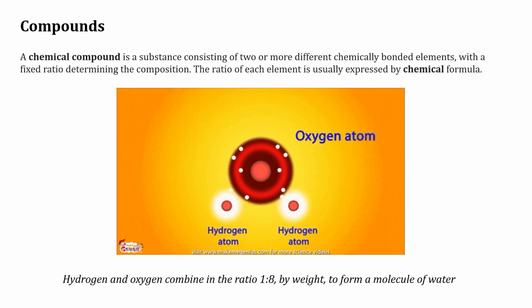In the previous slide, we have learnt about molecules of elements. Now let's look at the molecules of compounds. What is a compound? A chemical compound is a substance consisting of two or more different chemically bonded elements with a fixed ratio determining the composition. For example, here hydrogen and oxygen combine in the ratio 1:8 by weight to form a molecule of water.